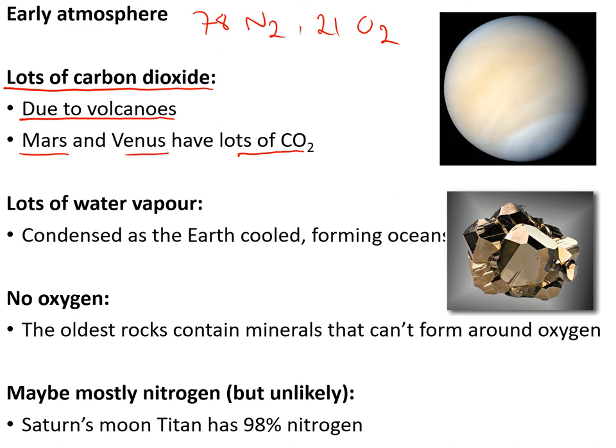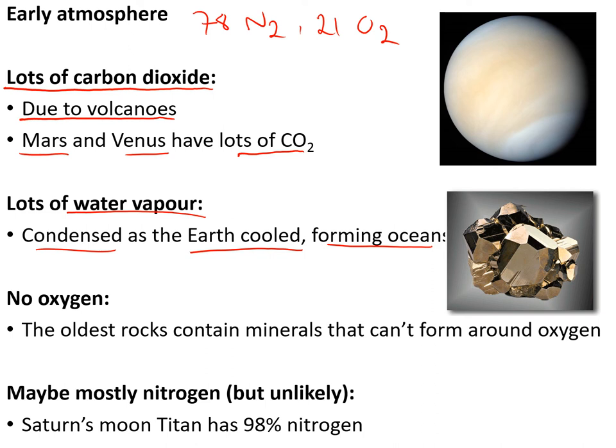Now, we also know that the atmosphere would have had lots and lots of water vapor, and that's because it was simply too hot for liquid water to exist. So all the water that is now in the oceans would have been in the atmosphere. And then as the Earth cooled, that water vapor would have condensed to form the oceans, but that would have taken a very long period of time.